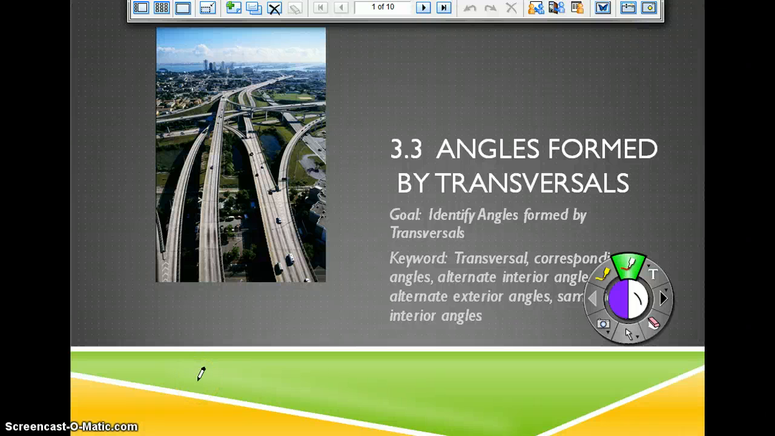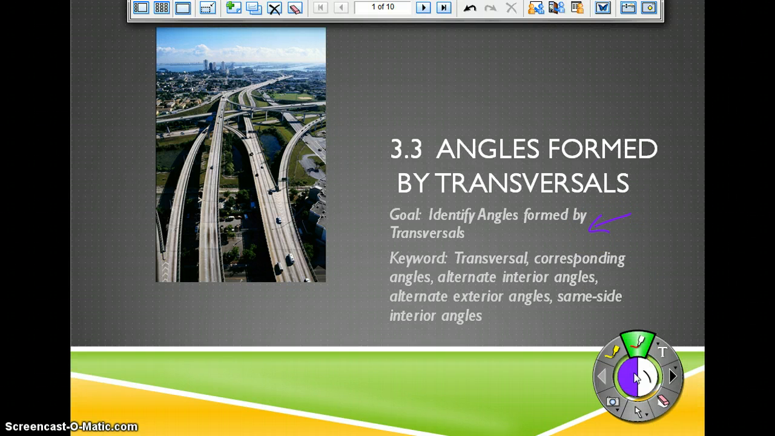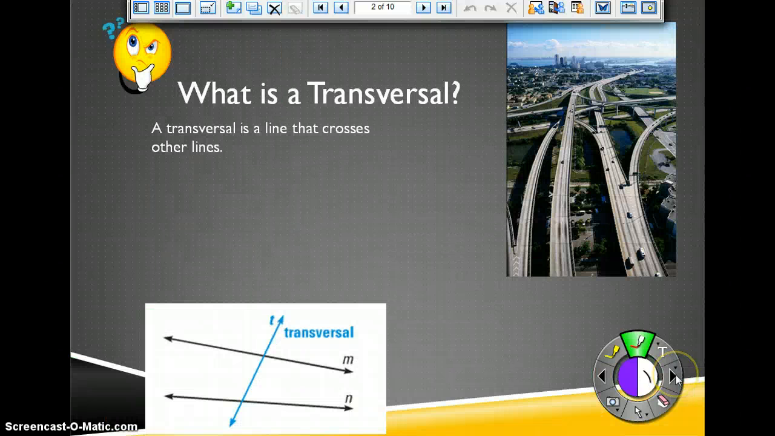This is section 3.3, angles formed by transversals. Our goal today is to identify angles formed by transversals. They have special names. And then we have some keywords: transversal, corresponding angles, alternate interior angles, alternate exterior angles, same side interior angles. We'll learn about all of these today in our lesson.